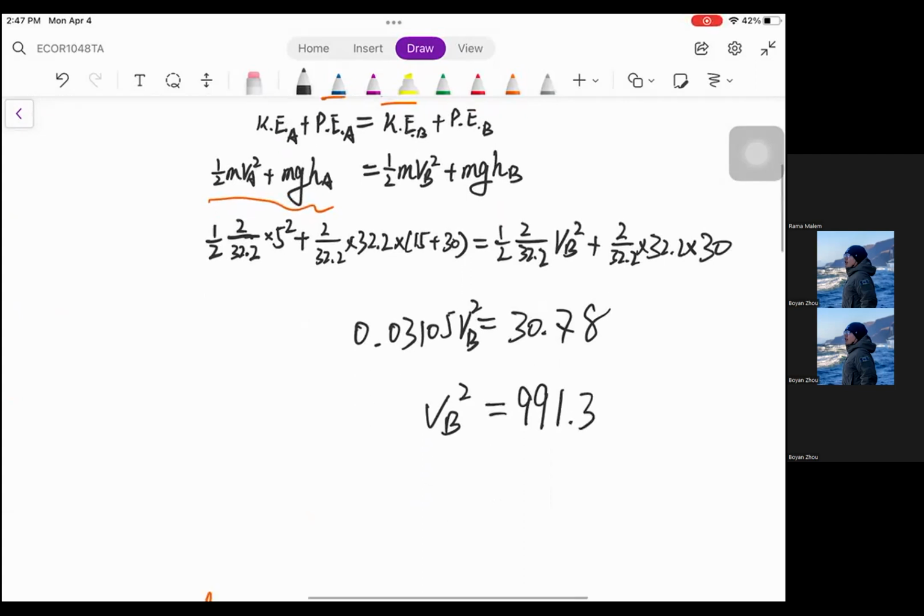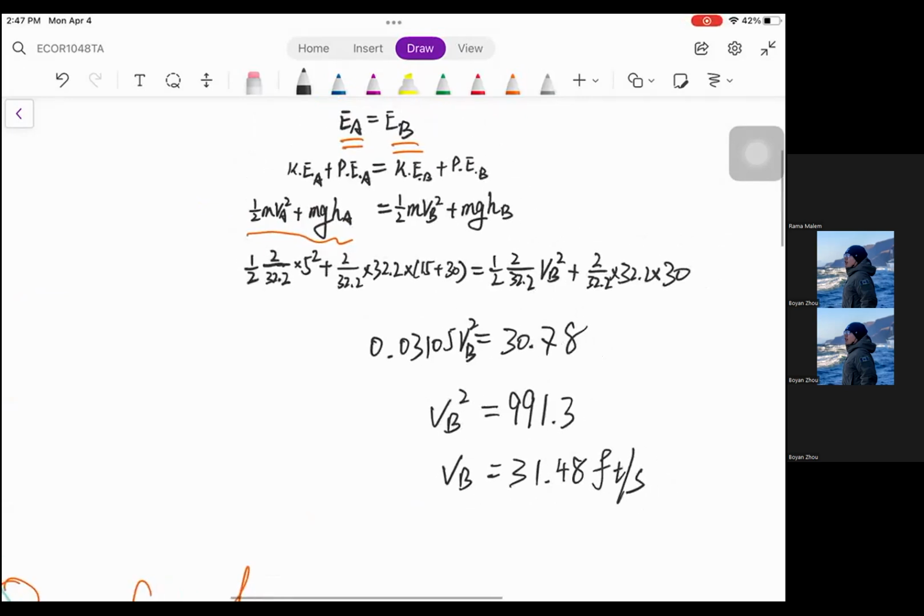So we have VB squared equal to 991.3. Then mathematically VB should have two values, one positive and one negative. But the negative velocity in this case just doesn't make sense, so we're just going to keep the positive value. So we have 31.48 feet per second.